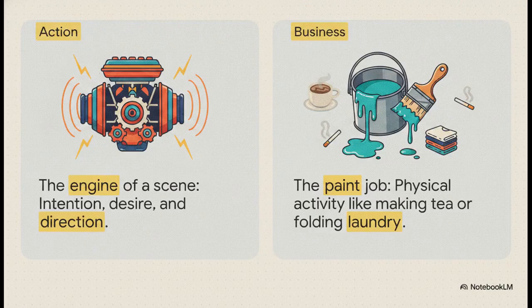So we clearly know what action is, but we also need to expose its most dangerous imposter, and that is business. Action is the engine, the high-stakes intention, the desire, the direction of the scene. Business, on the other hand, is merely the paint job. It's the mundane physical activity happening on screen: lighting a cigarette, making a cup of tea, folding the laundry, adjusting a collar. Now, business is incredibly useful. It provides rhythm, it reveals character quirks, and it gives actors a great place to hide subtext. But make no mistake, business is not the engine.